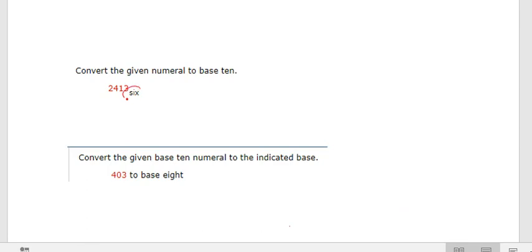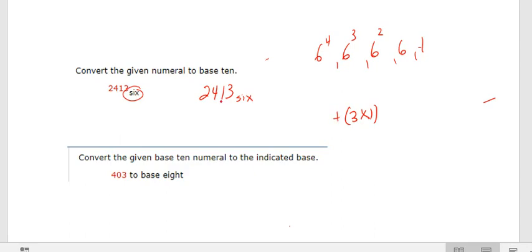So here, since you're in base 6, we're working with 1, 6, 6 squared, 6 cubed, 6 to the 4th, and so on. So 2413 base 6, we can write it in expanded form. So we would have 3 times 1 plus 1 times 6 plus 4 times 6 squared and then 2 times 6 cubed.